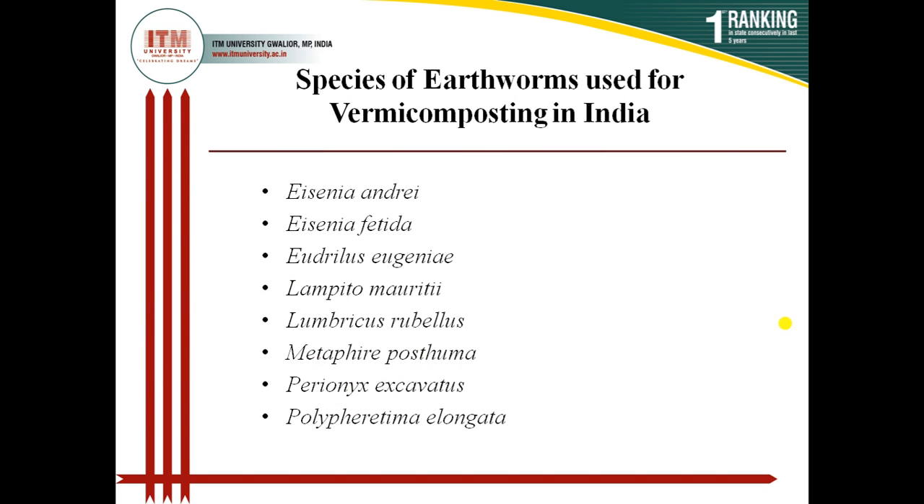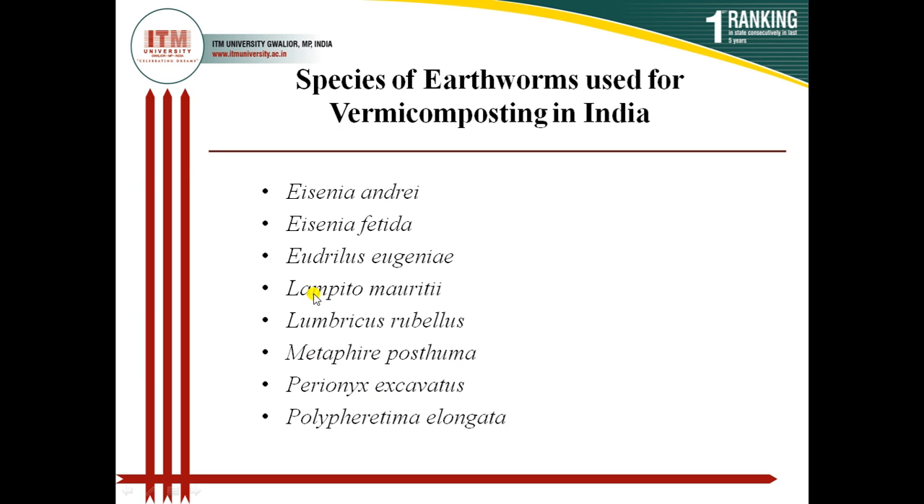As I told you, 500 species are present in India. For vermiculture or vermicomposting, these species are important: Eisenia andrei, Eisenia fetida, Eudrilus eugeniae, Lampito mauritii, Lumbricus rubellus, Metaphire posthuma, Perionyx excavatus, Polypheretima elongata. These species are good for vermiculture.